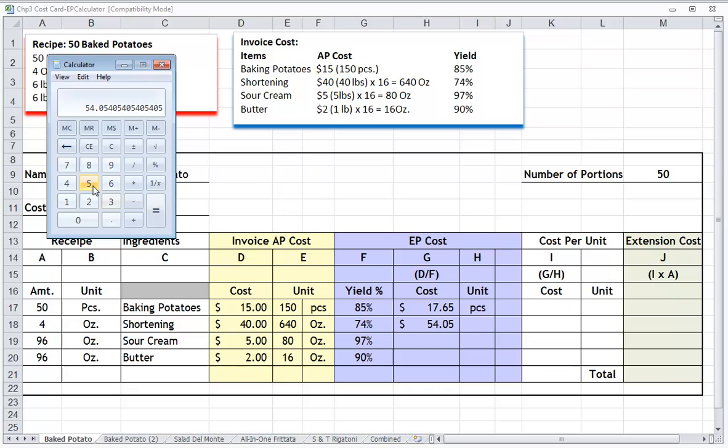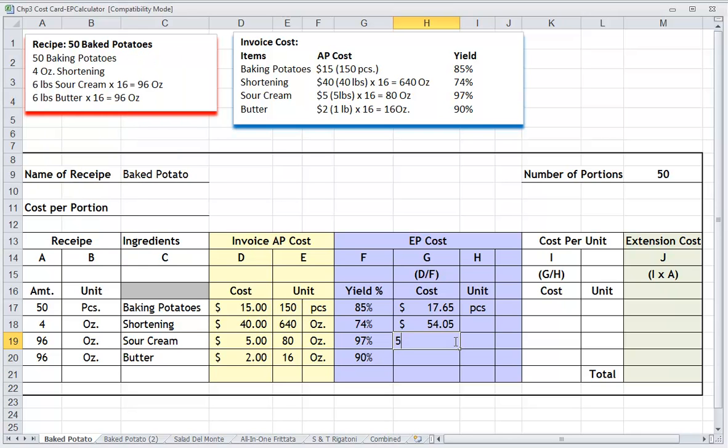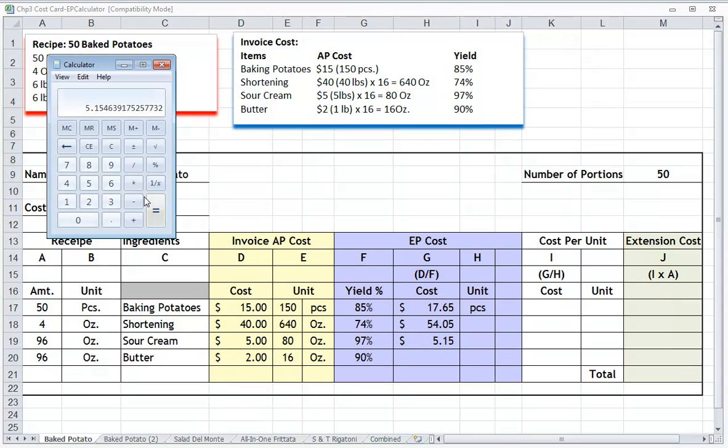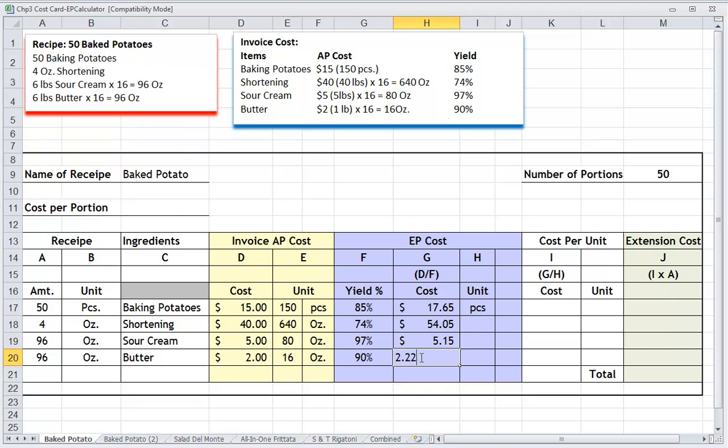The next item is the sour cream, and that costs us $5, and we're going to divide that by 97%, so that's 0.97, and that is $5.15. The last item is butter for $2, and the yield is 90%, so that is 2 divided by 0.9, and that gives us $2.22.